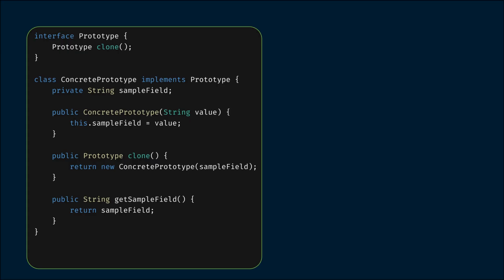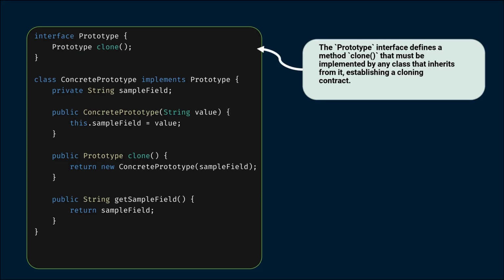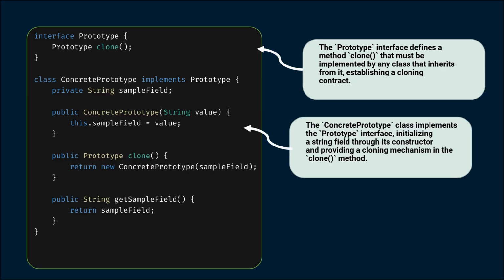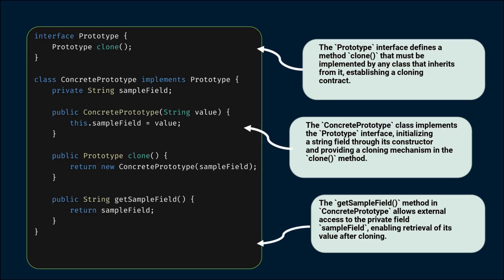Now let's implement the prototype pattern, which allows objects to be cloned, facilitating the creation of new instances without the need for costly operations. We begin by defining a prototype interface that declares a clone method, which is essential for any class that intends to implement this pattern. This method allows the class to return a copy of itself.